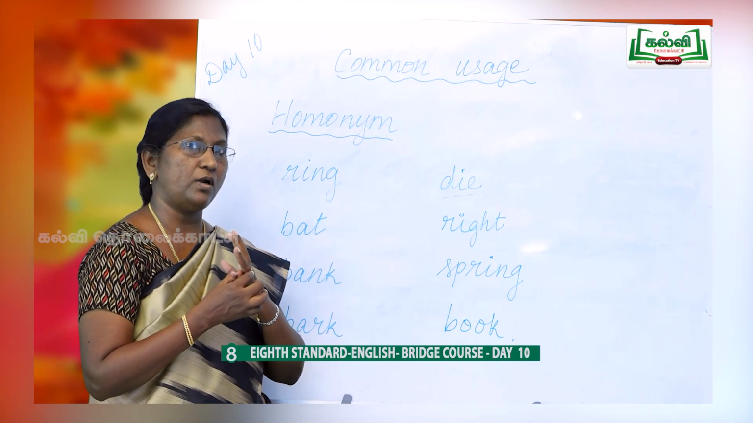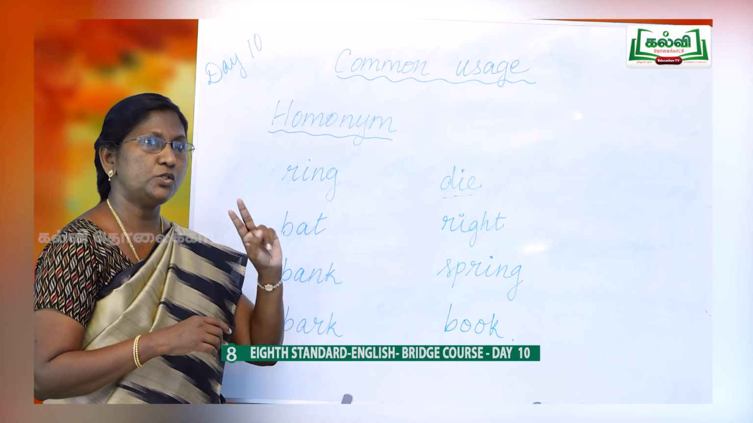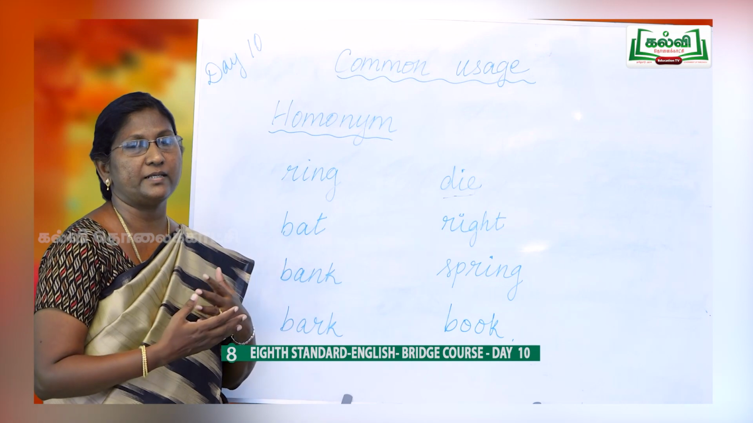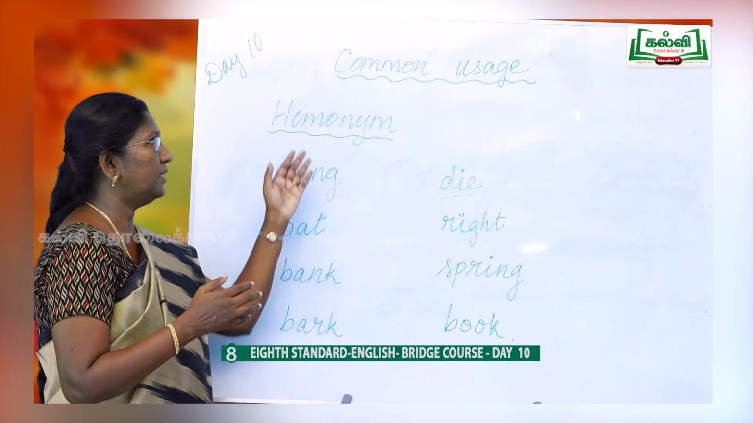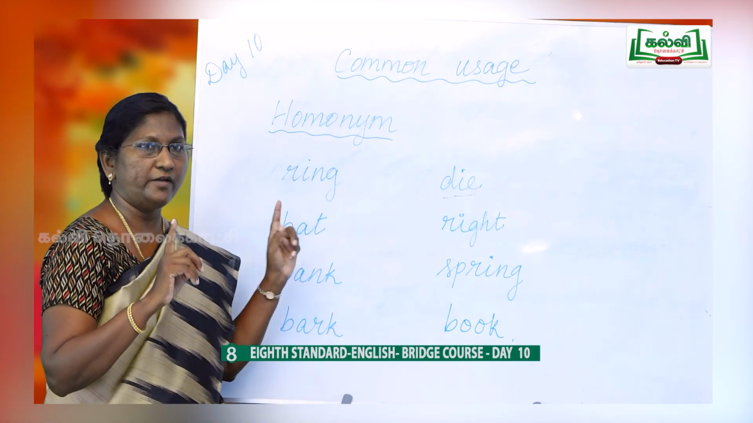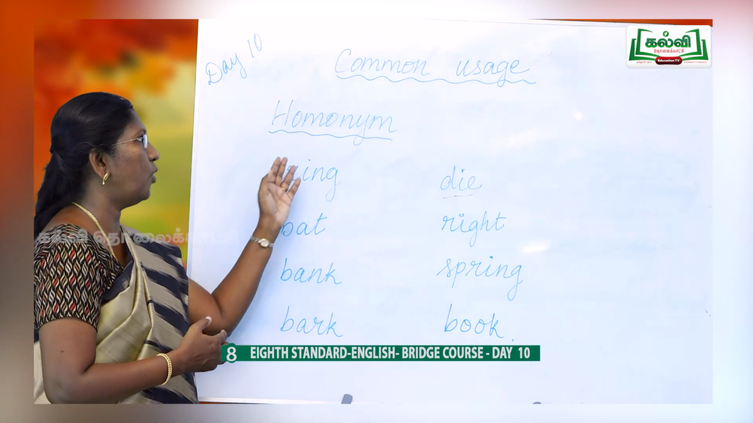So that is also called as ring. So one word having two meanings or three meanings, according to the situation and sentences, the meaning will vary. So now you would have understood the meaning of the topic. Homo means one. So one word having two meanings or three meanings, that is called as homonyms.